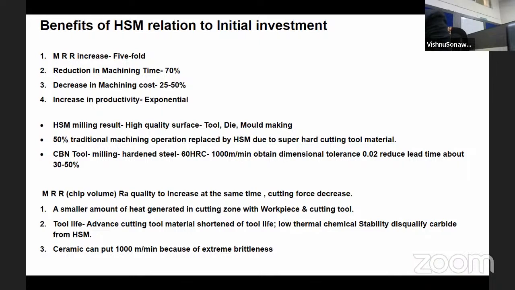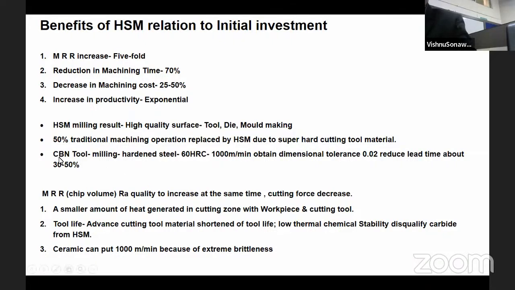In the case of the tool industry and die and mold design, in forging and press work operations, and injection molding dies, in traditional machining operation the machining performance is reduced due to the super hard cutting tool material. But in high-speed machining, the super hard cutting tool materials used are cubic boron nitride, diamond, or polycrystalline diamond.